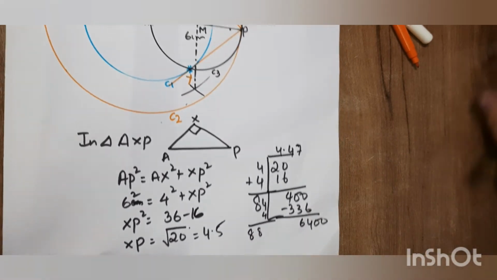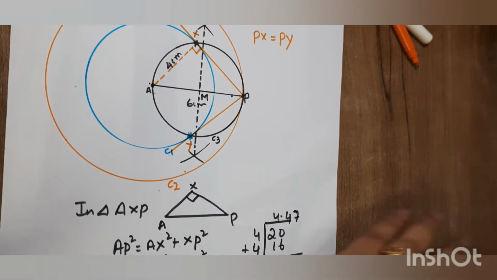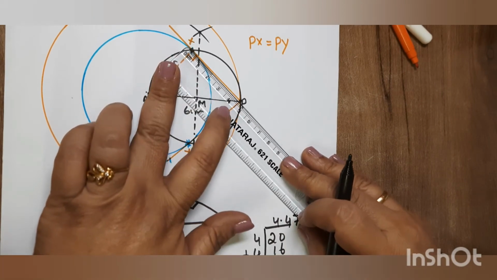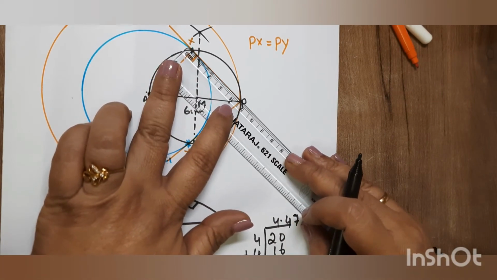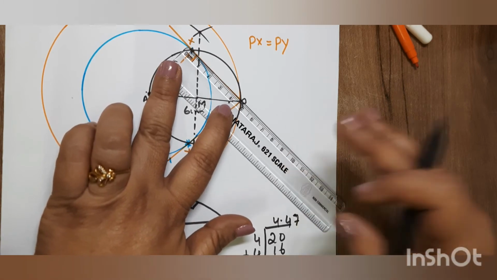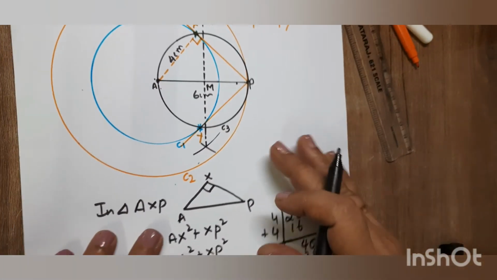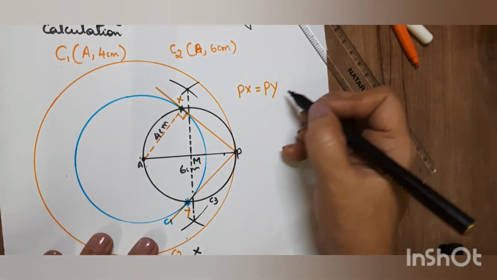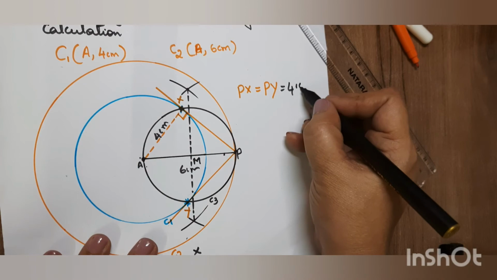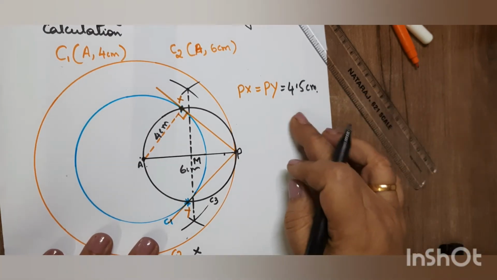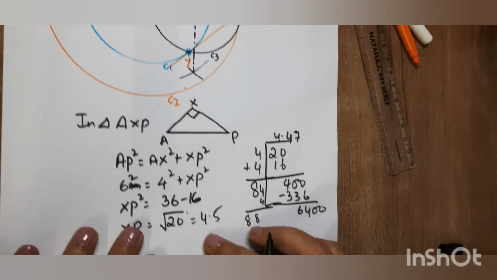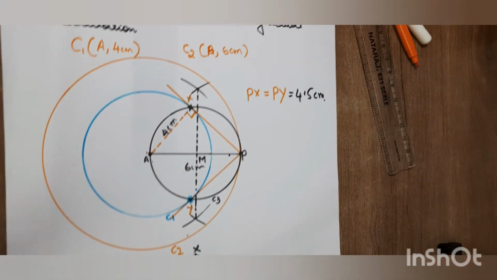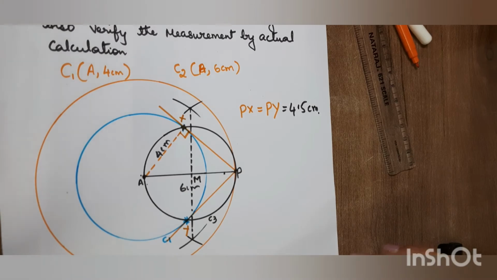Now we will measure here whether we got 4.5 or not. Check out this part from here to here. See, exactly we got 4.5. You can check out 4.4 or 4.5. Just write here: therefore, PX equal to PY equal to 4.5 centimeter measured. Here also 4.5 verified, and here the measurement is 4.5 centimeters.